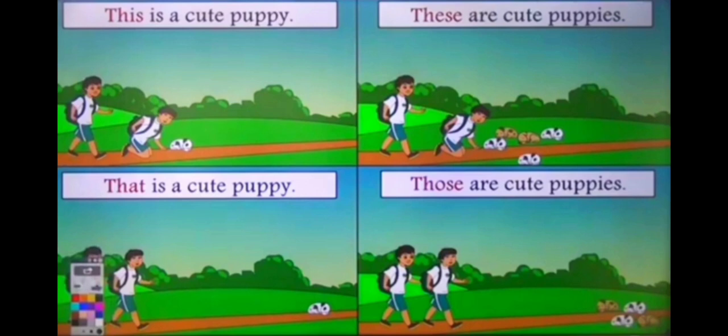Now let's have a look at the third picture. That is a cute puppy. As we can see, that puppy is far off but singular in number. So it is used for far off things, objects, animals or people, when they are singular in number. Let's see the last picture. Those are cute puppies. It is pointing towards specific puppies. So here the puppies are far but plural in number. So we can say those is used for plural when they are far from the speaker.